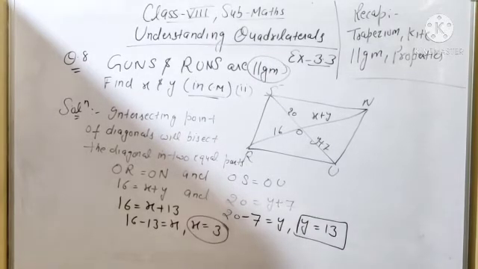Clear beta? So simply in this question you have to use the property: intersecting point of the diagonal will bisect the diagonal into two equal parts. Okay, so I have already explained how it will be bisected. So simply you can find out the value of x and y. Clear?